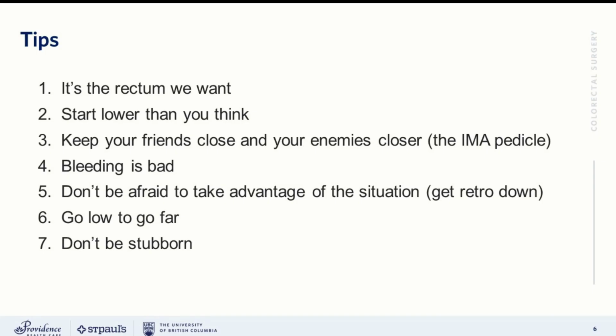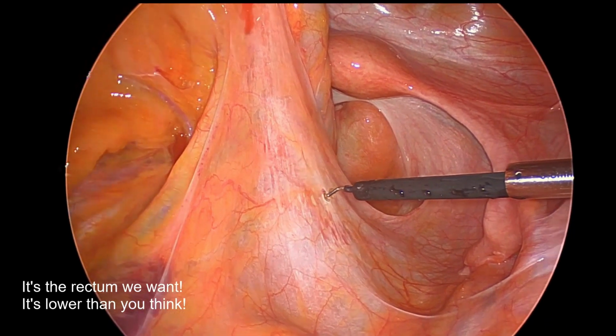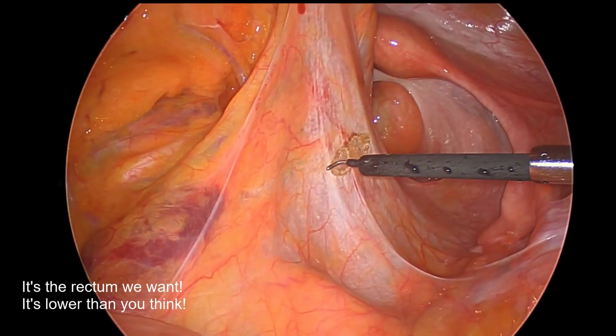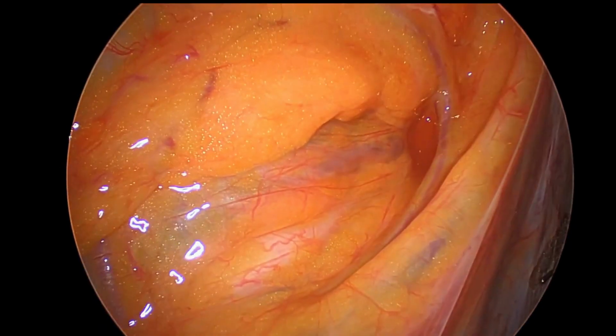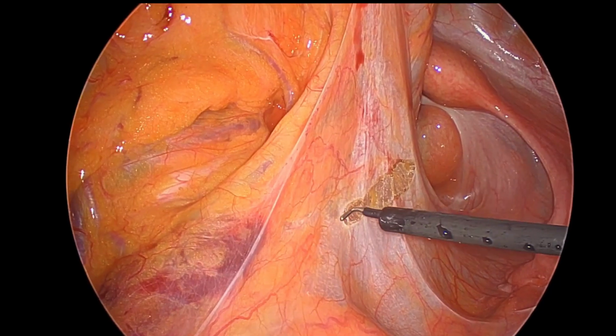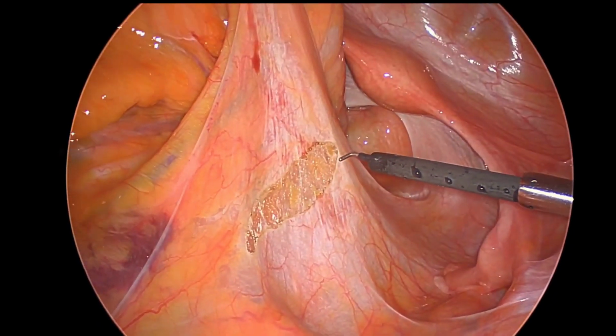You want to keep your friends close and your enemies closer. You want to go low to go high and take advantage of the situation, and don't be stubborn. So you're going to see all those steps here in a moment. So this is an example dissection. Here we're scoring underneath the IMA pedicle. Again, we start fairly low.